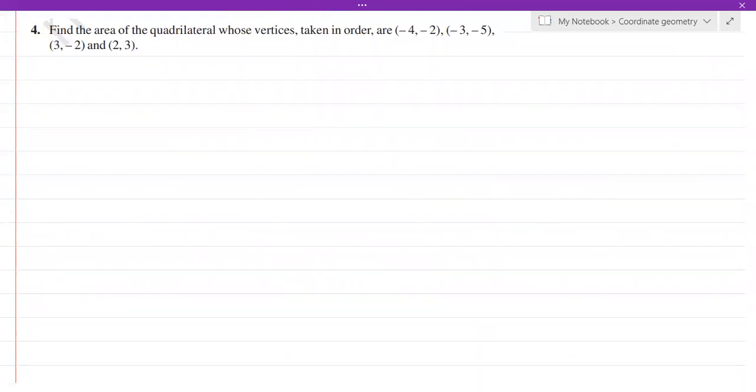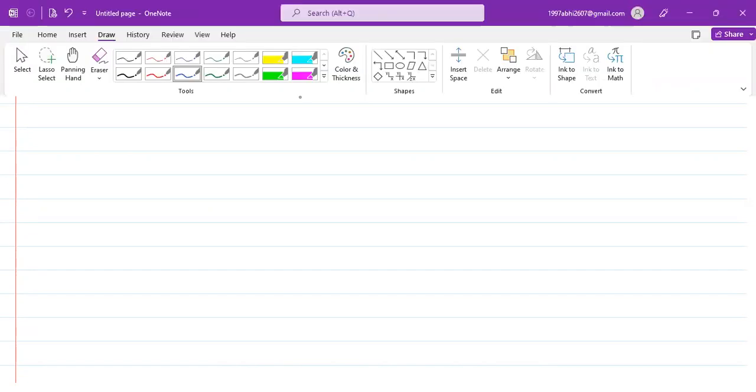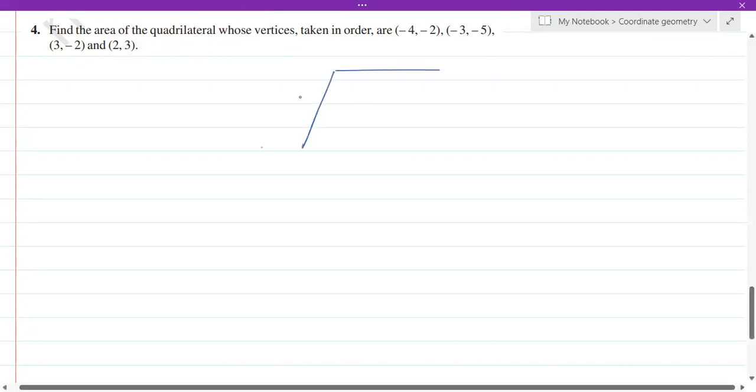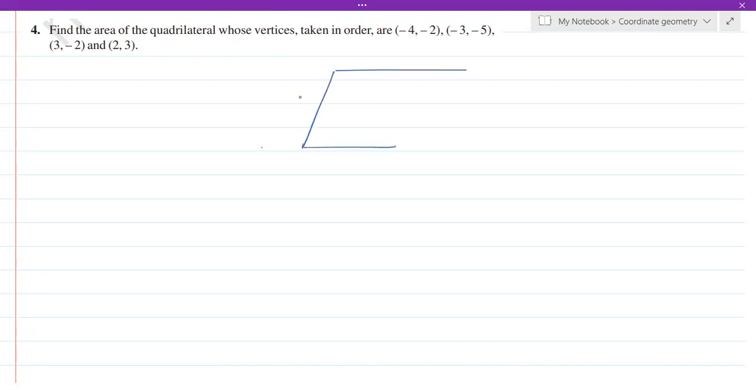Find the area of the quadrilateral whose vertices taken in order are (-4, -2), (-3, -5), (3, -2), and (2, 3). Okay. Now let me take a quadrilateral randomly, like this. Let's say this is A (-4, -2), and let's say this is B (-3, -5). Let's say this is C, which is (3, -2), and let's say this is D (2, 3).